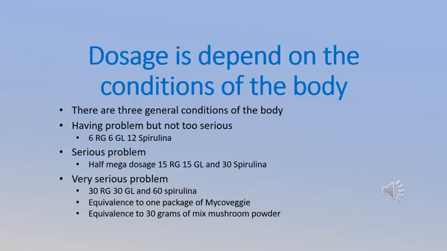Thirdly is the very serious problem. For a very serious problem, you close your eyes and go for the mega dosage: 30 Rg, 30 Gl, and 60 spirulina. We also put all the Rg and Gl into a package of micro-VG. One package of micro-VG is equivalent to 30 Gl and 30 Rg, or we can use 30 grams of mixed mushroom powder. We do have mushroom powder. As I say, spirulina is assisting. We put 60 here, but if you feel that 60 is too much, you can take 30, up to you. It is not so critical, but 30 Rg and 30 Gl is a must for the mega dosage.